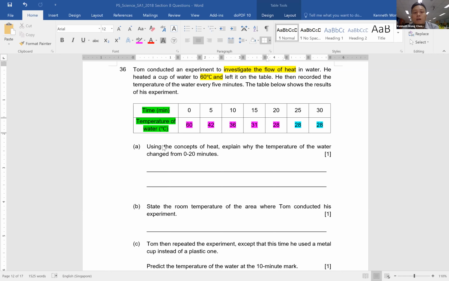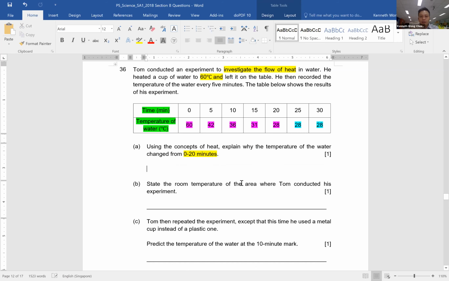All right. So let's look at part A. Using the concepts of heat, explain why the temperature of the water changed from 0 to 20 minutes. Did someone ask something? If not, please mute yourself. Thank you. Okay. So important thing here, they ask you to explain the change from 0 to 20 minutes only. So 5A students, you all like to over explain. So don't do that. You only explain from 0 to 20. If you explain more than that, it's wrong. Okay. All right. So explain why the temperature of the water changed.